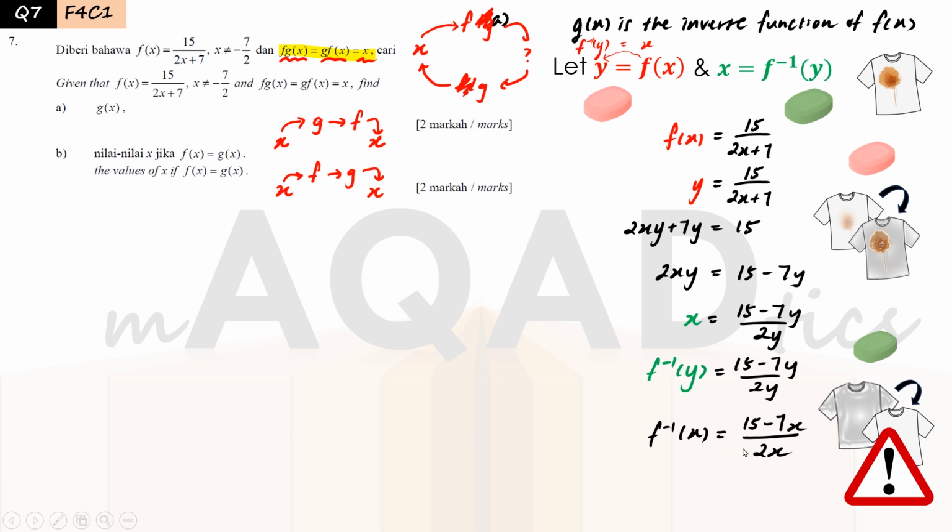Okay, but this cannot be our final line because here it says we are finding g of x. So this f inverse of x, we need to change it to g of x. Okay, so this would be our answer.